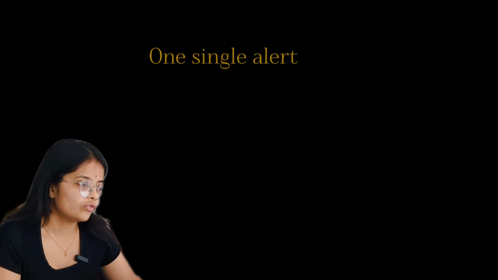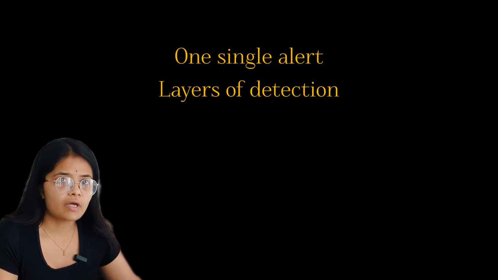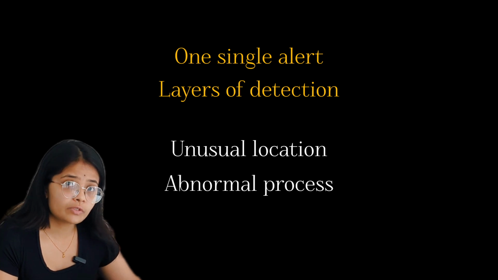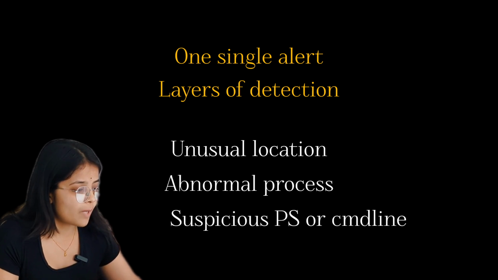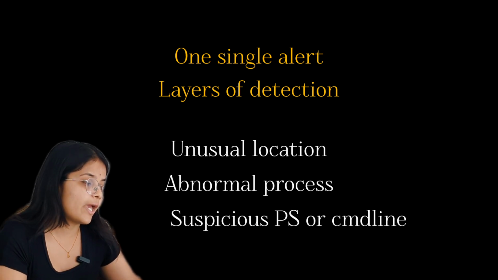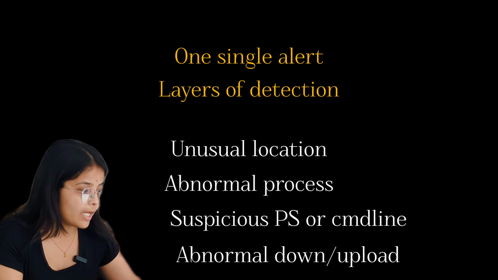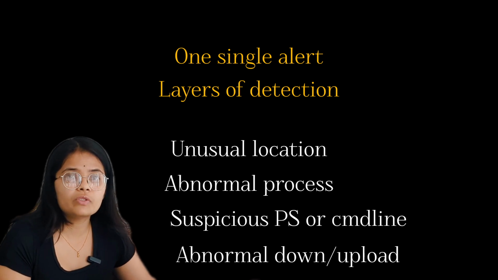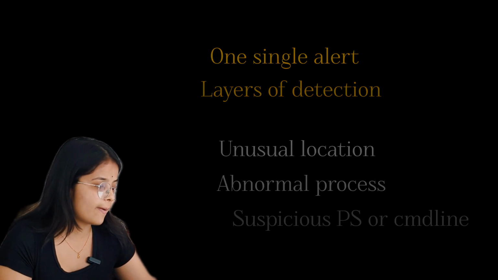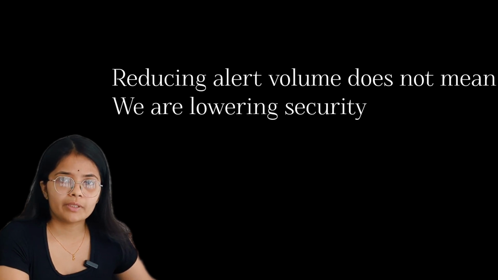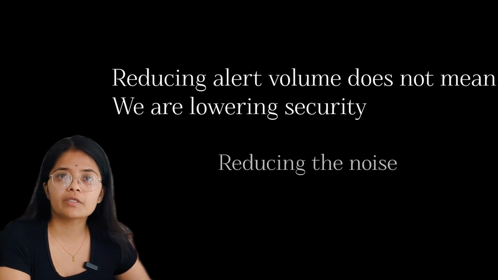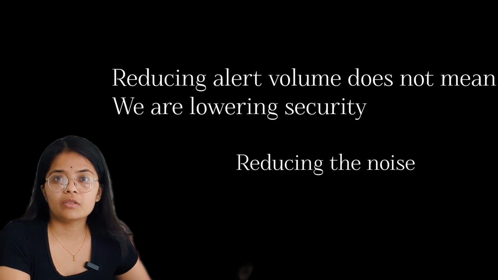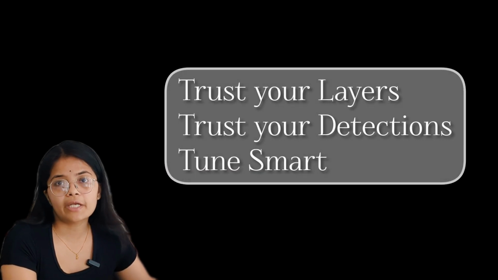We do not rely on one single event. There are multiple layers of detection watching what happens after that login. For example, unusual location changes, abnormal process executions, suspicious PowerShell or command line execution, abnormal download or upload behavior. And that's why we have a plethora of rules and not just login based rules. So reducing alert volume does not mean we are lowering security. It means we are reducing the noise so that the real alerts can stand out. Trust your layers, trust your detections, and tune smart.